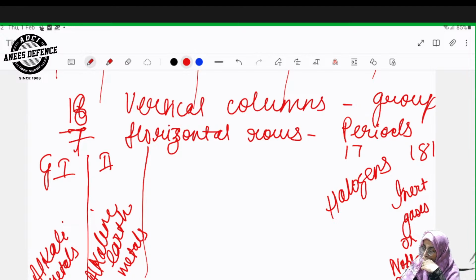And in between them are the transition elements. The S block and P block elements are representative elements. D block elements are transition elements, and F block elements are inner transition elements. See, these are the S block, and this is the P block. 1, 2, 3, 4, 5, 6, these 6 are the P block. This is D, and these are the F block elements.